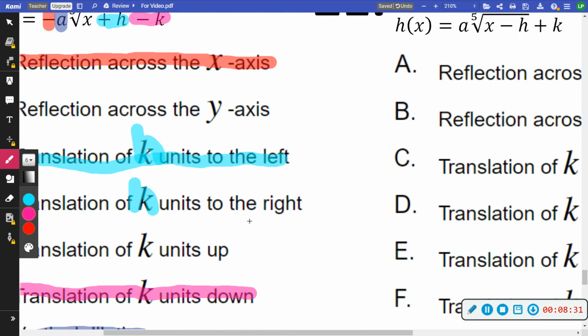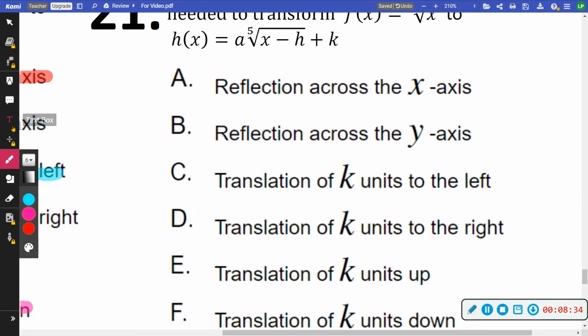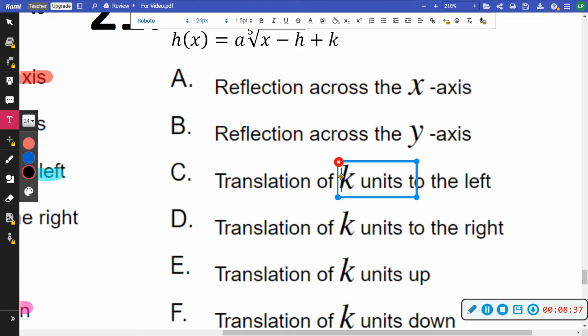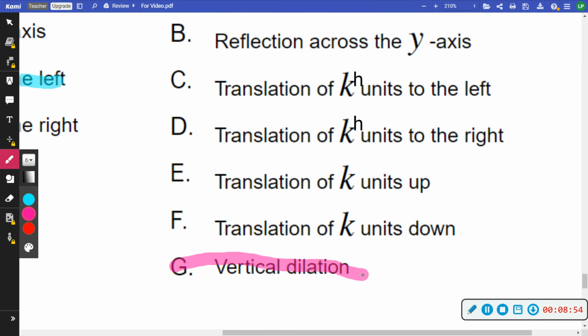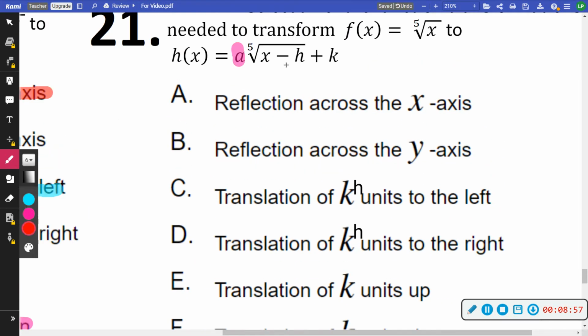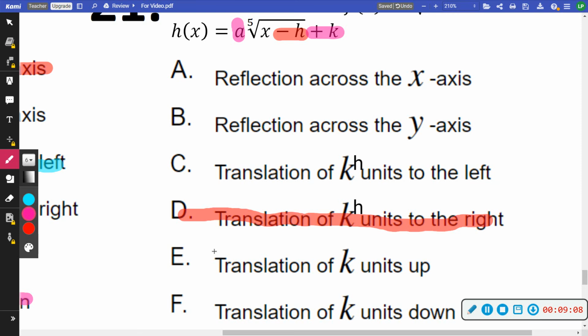So again, instead of k, think of that as an h. That should say h. So let's go ahead and fix it on this one. This should say h. And this should say h. Otherwise, none of them are correct. Alright, so on this one, what does the a do? Vertical dilation. What's the minus h do? That moves it h to the right. That'd be d. And what does the k do? That moves it k units up. Okay, so those are not too bad, I don't think.